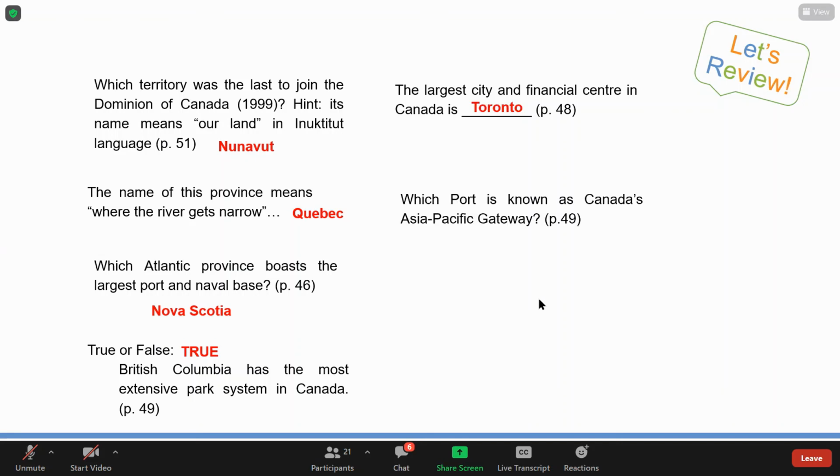Which port is known as Canadian Asia Pacific Gateway? Vancouver. BC Port, yes. Vancouver, yeah, Waterfront. Page number 49.